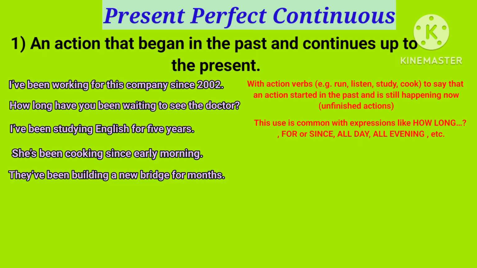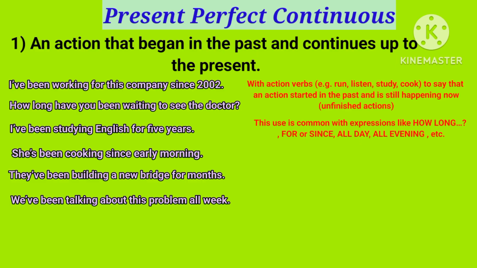This is a long, unfinished project, still in progress, and building is an action verb. The next example: we have been talking about this problem all week. This is a repeated discussion over a continuing time period, all week. And talking is an action verb.